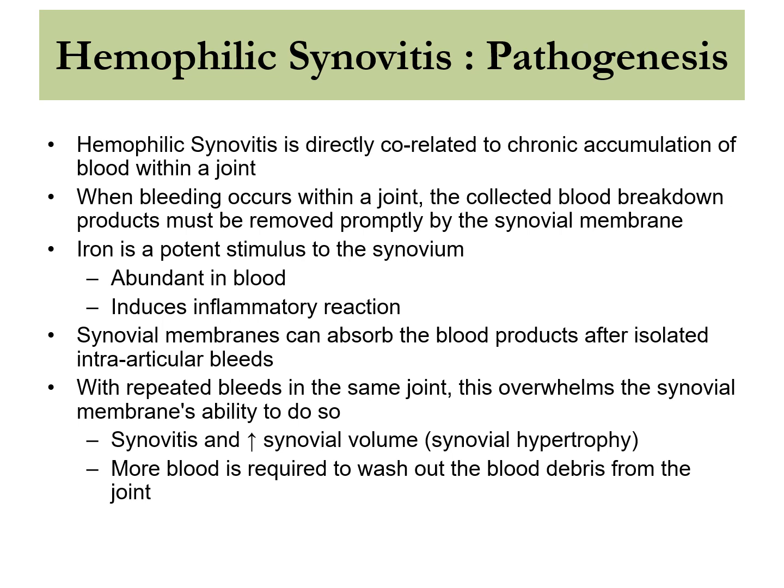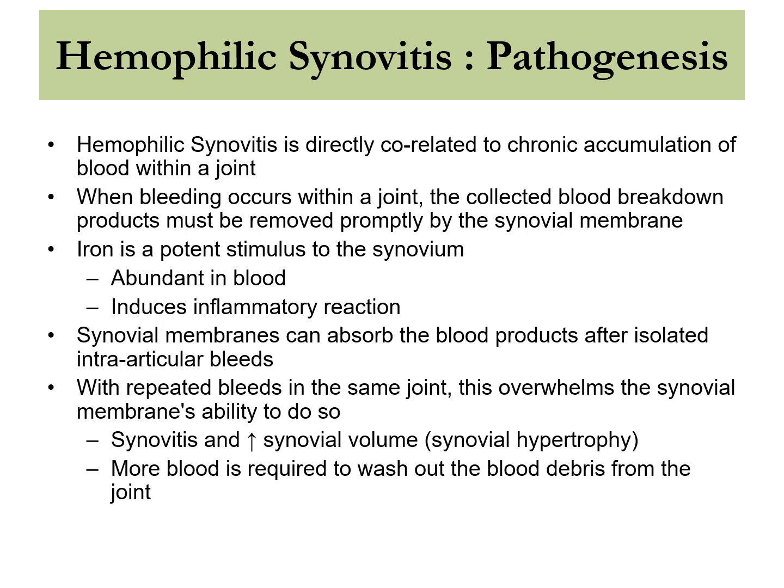It is directly correlated to the chronic accumulation of blood within a joint. When bleeding occurs within a joint, the collected blood breakdown products must be removed by the synovial membrane. Iron is a potent stimulus to the synovium, abundant in the blood, and induces an inflammatory reaction. The synovial membrane can absorb the blood products after isolated intra-articular bleeds, but with repeated bleeds in the same joint, this will overwhelm the synovial membrane's ability to do so.